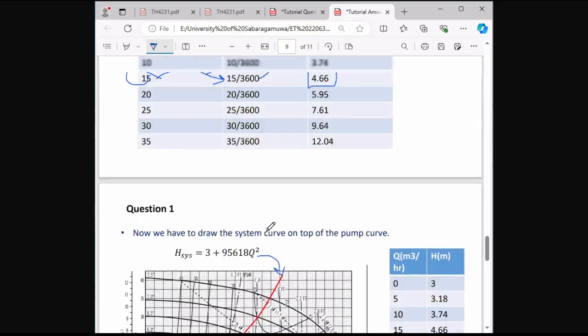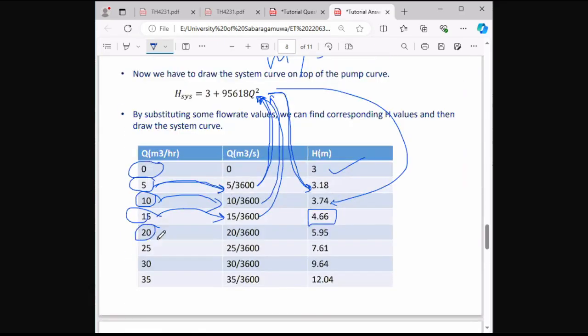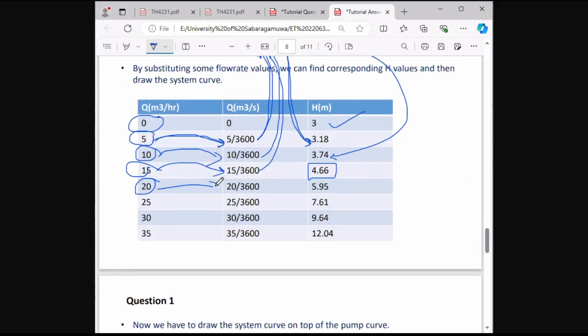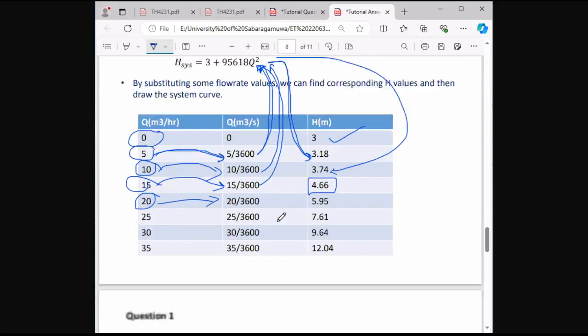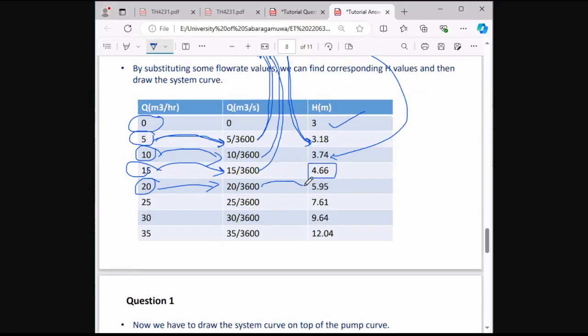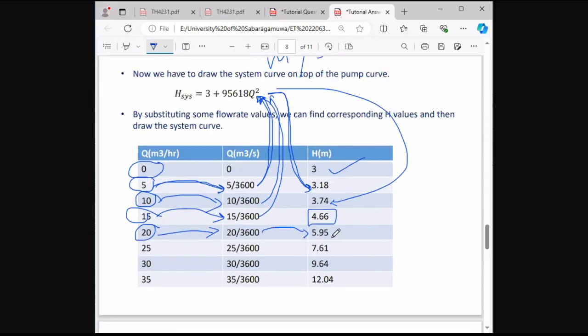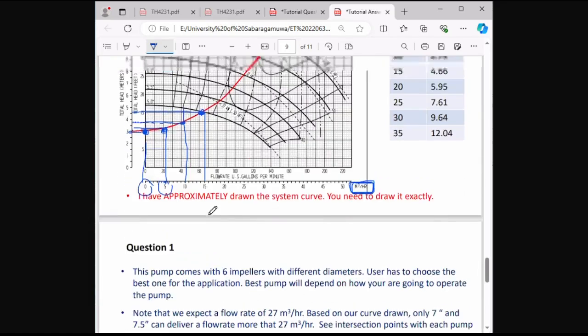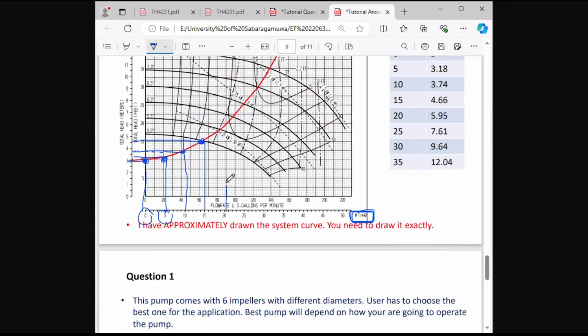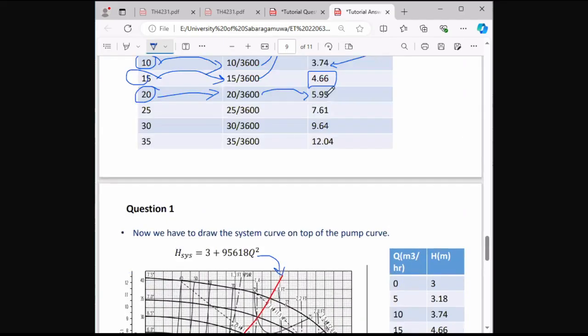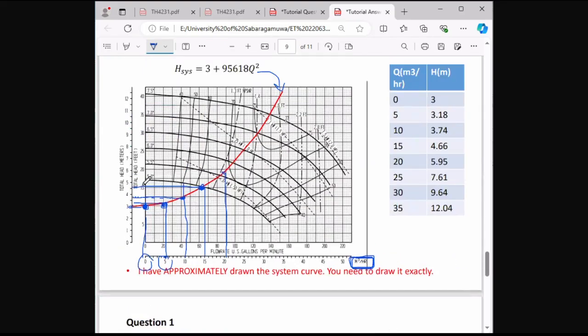Okay. Then the next value is 20. We need to convert into cubic meter per second. Then after that, using the equation, you will receive 5.95. You can go to the next point. The value is 5.95. It is very close to 6. Okay, like this.